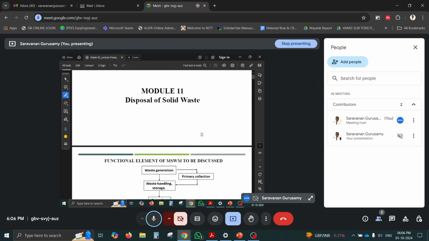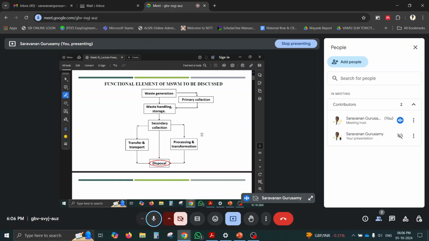First is waste generation, primary collection, handling and storage, secondary collection, transfer and transport, processing, that is physical processing, then transformation, which is chemical or biological transformation. There we discussed windrow and anaerobic digestion. In the sixth functional element, we are going to discuss disposal. So last week, we started the disposal.